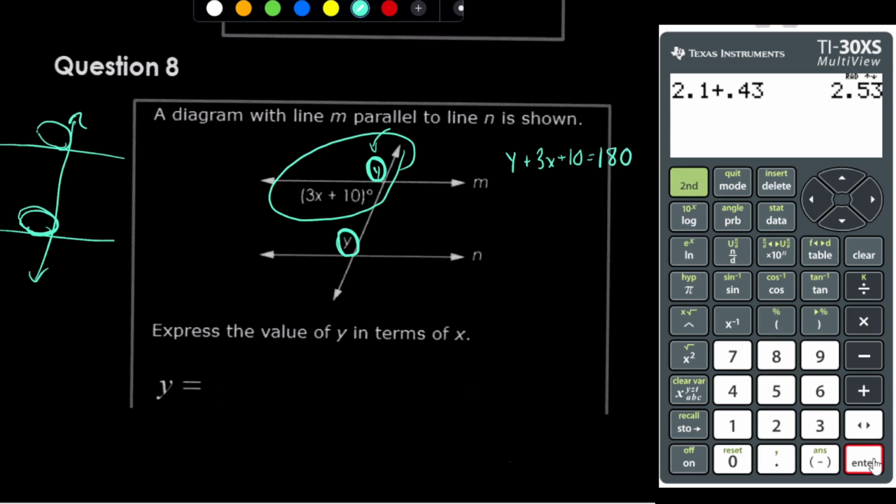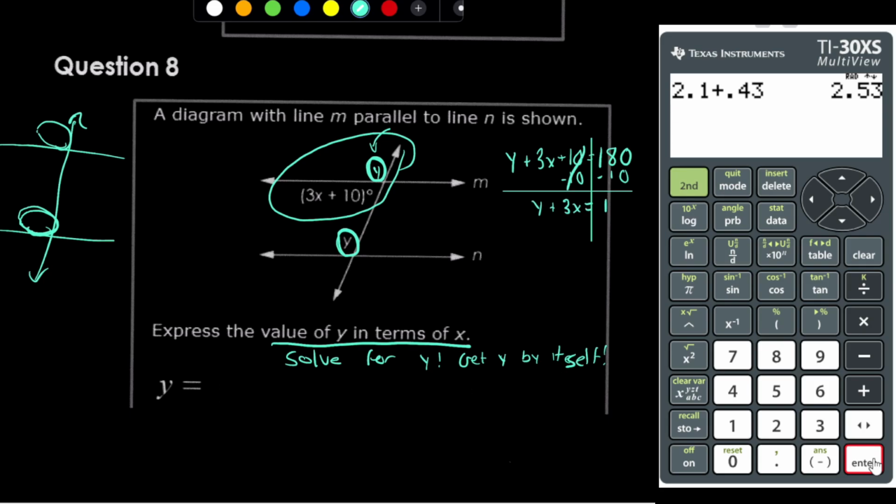And now it says, express the value of y in terms of x. What does this mean? It means solve for y. What does that mean? Get y by itself. And you can figure that by the fact that in your answer box, they already put y equals. So, let's move some stuff over. I'm going to start by moving the 10. Draw your fence, if that helps. We're going to subtract 10 from both sides, because remember, we're going to the opposite side of the equal sign.